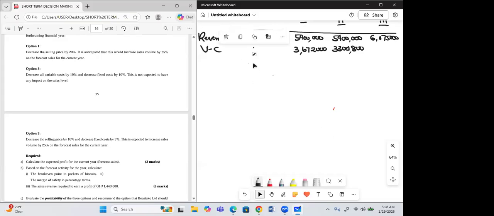Please let me put this thing clear. Some people will be watching, so let me write it all. Option 1 revenue, then the variable cost 3,672,000. Yes, sir.